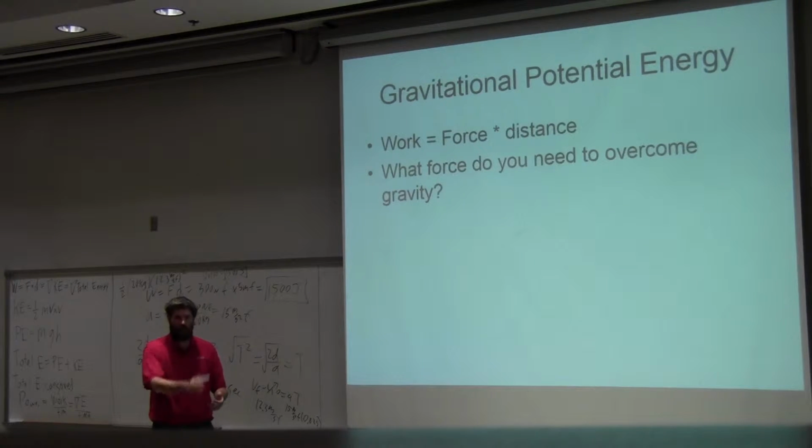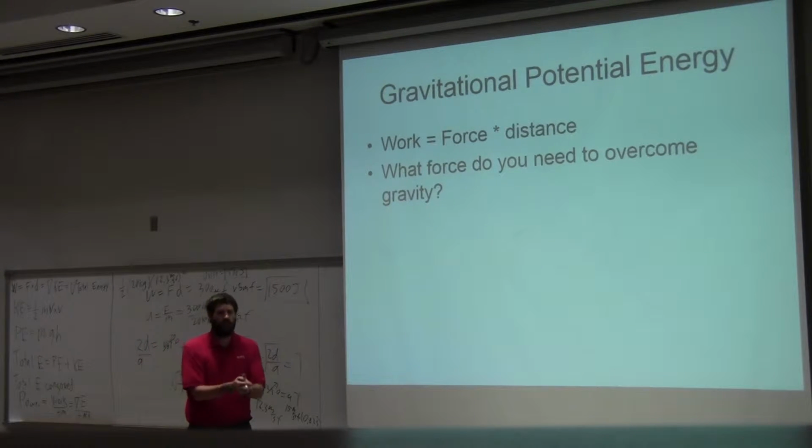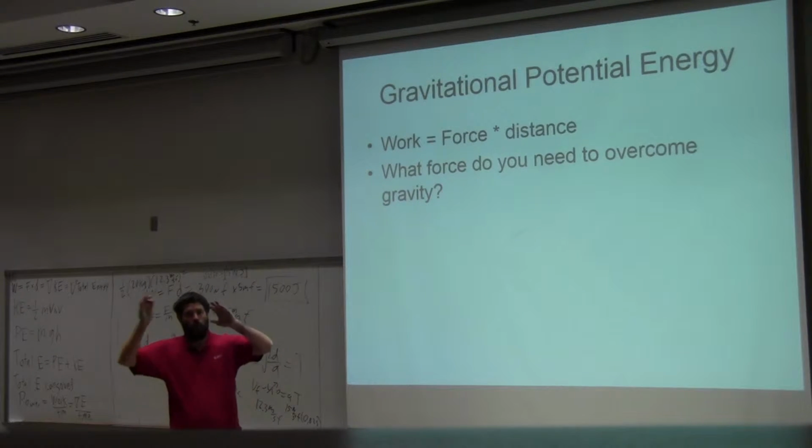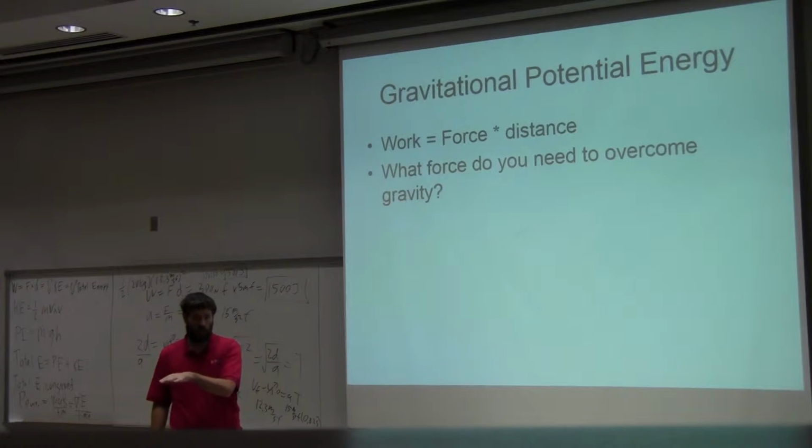So initially it has some amount of kinetic energy, and as it goes upwards it slows down, which means it's losing kinetic energy. But as it goes higher, it's gaining gravitational energy. So in other words, it's converting its kinetic energy to gravitational potential energy. There are different forms of potential as well.